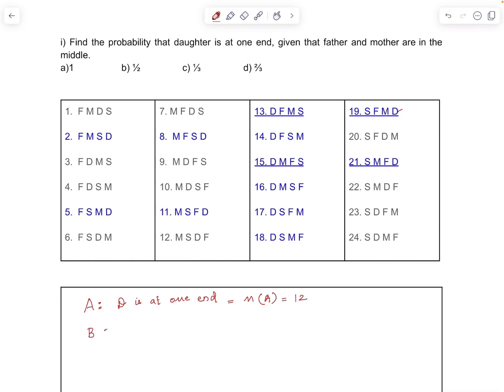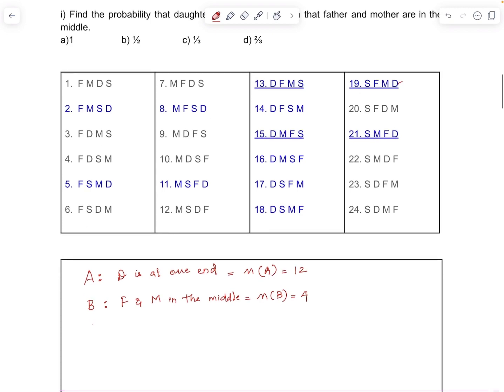Let's take B as father and mother in the middle. The arrangements for event B have been underlined. N of B is equal to 4. A intersection B are the common ones, that is daughter is at one end and father and mother also in the middle. So we have 4 arrangements of this sort. N of A intersection B is 4.